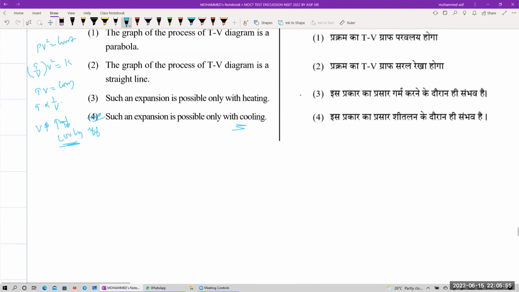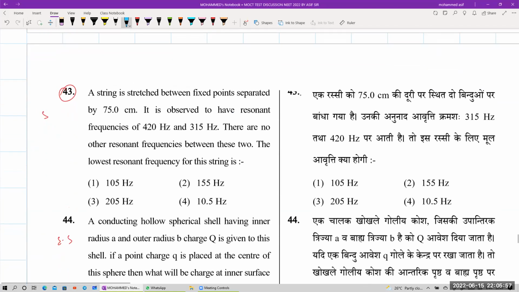ठीक है. चलो. A string is stretched between fixed points separated by 75 centimeter. It is observed to have resonant frequencies of 420 hertz and 315 hertz. There are no other resonant frequencies between these two. The lowest resonant frequency for this one will be equal to how much?